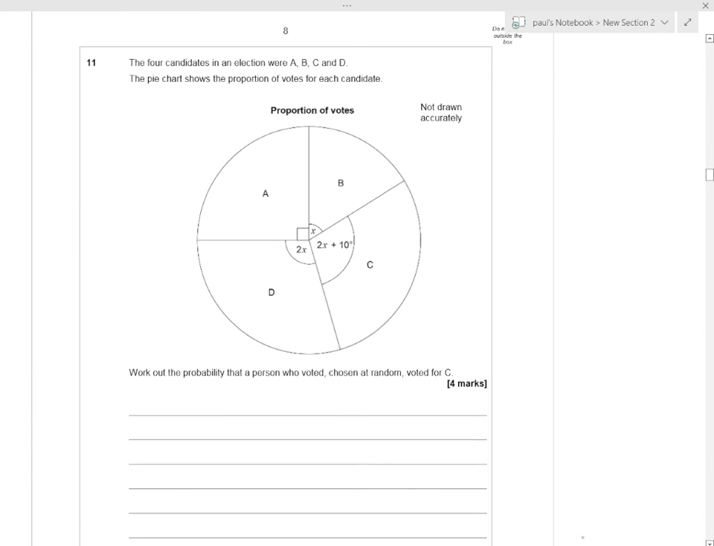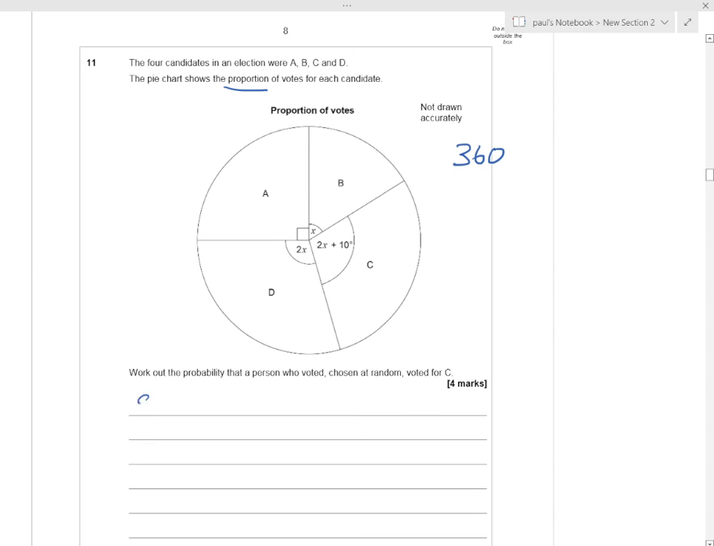Now 11. The four candidates in an election were A, B, C and D. The pie chart shows the proportion of votes for each candidate. Work out the probability the person chosen at random voted for C. So everything is 360, and we know something about all of these. So if all of that added up together is 360, we can find out the value of X, then we can find out the value of C and work out what the proportion was.